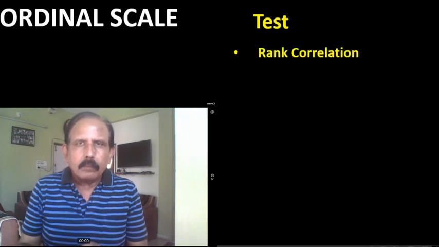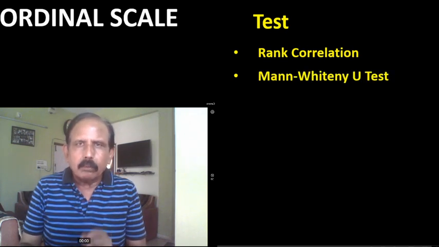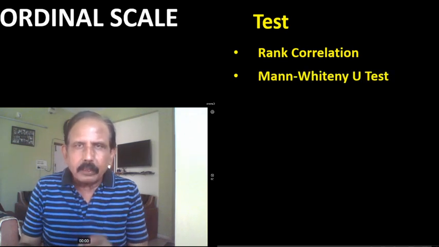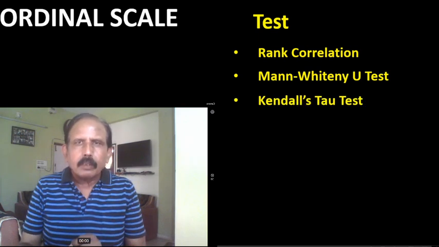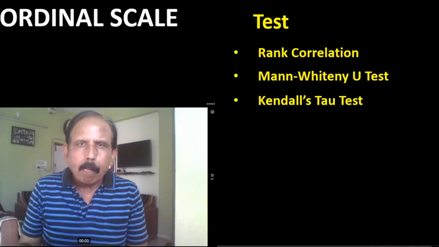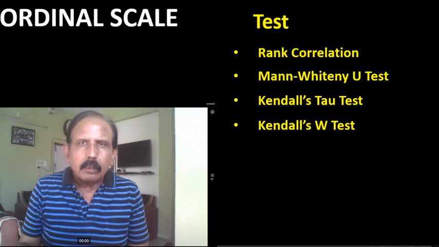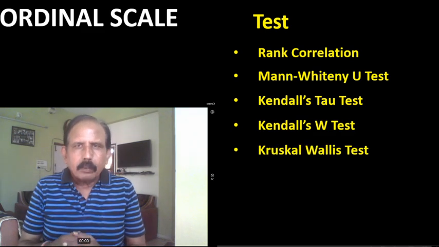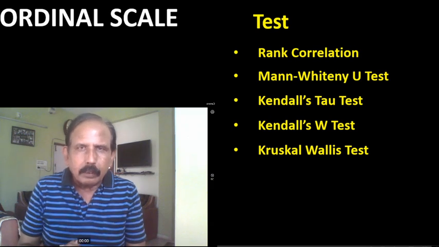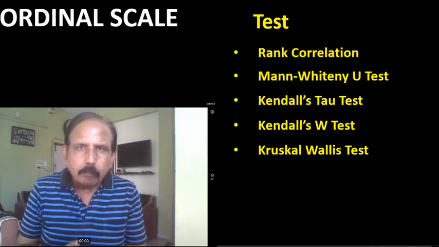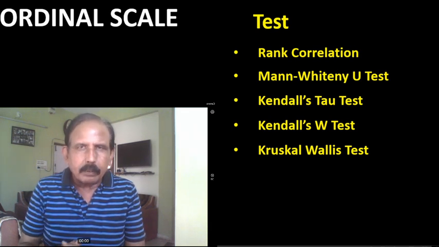Number one is rank correlation test. Number two, Mann-Whitney U test. Friends, this is the best non-parametric option for the parametric t-test. Then Kendall's tau test is there. Then Kendall's W test is there. Then Kruskal-Wallis test is there. These all tests are based on the data obtained in ranks. Kruskal-Wallis test is the best non-parametric option for parametric ANOVA.